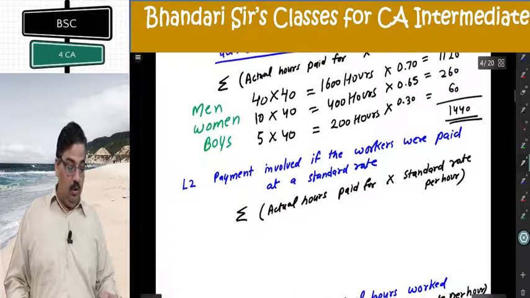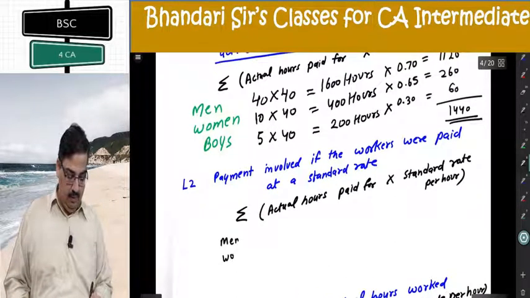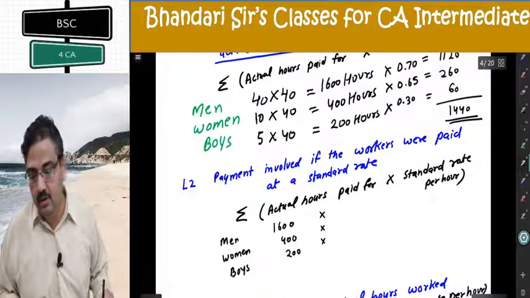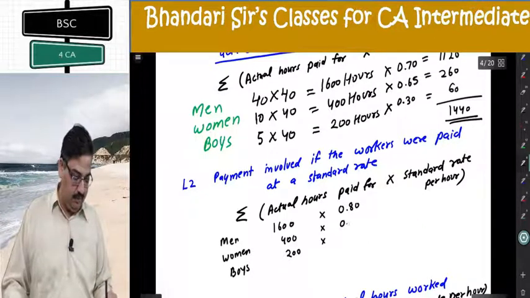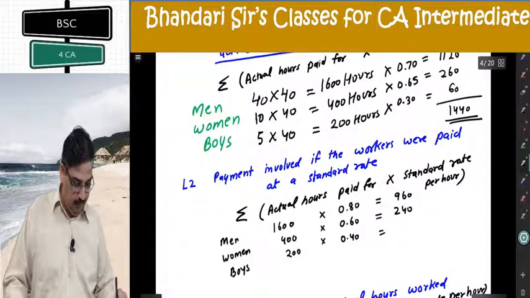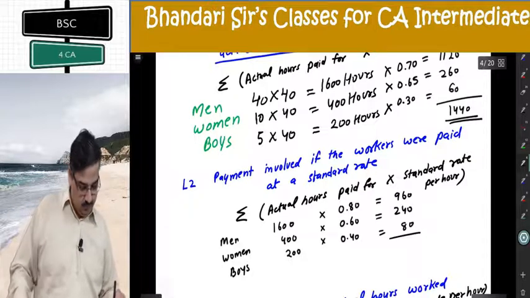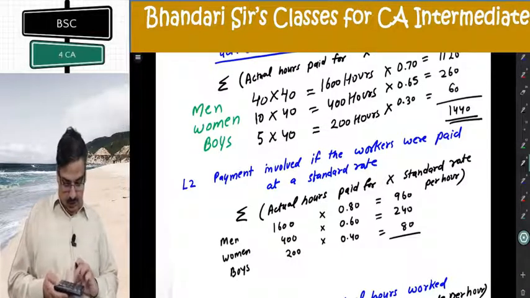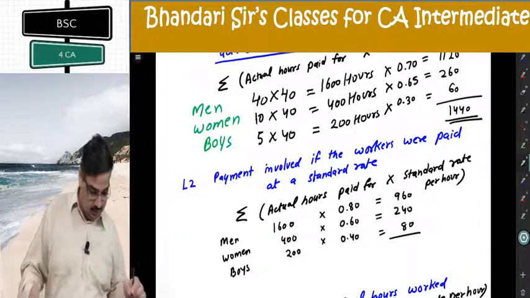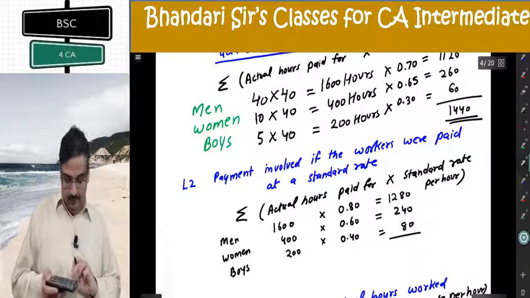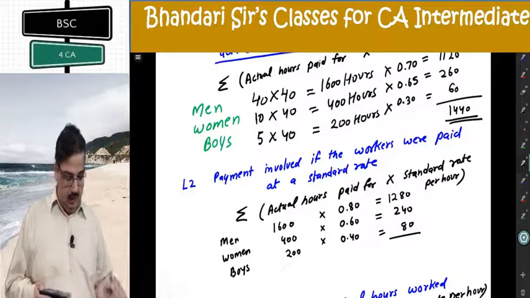1440. Now change the rate for men, women, boys. Hours are the same, 1600, 400, 200. Change the rate to standard. Standard rate is 80 paisa, 60 paisa, 40 paisa. 1600 into 0.8 is 1280, 240, 80. Total is 1600.